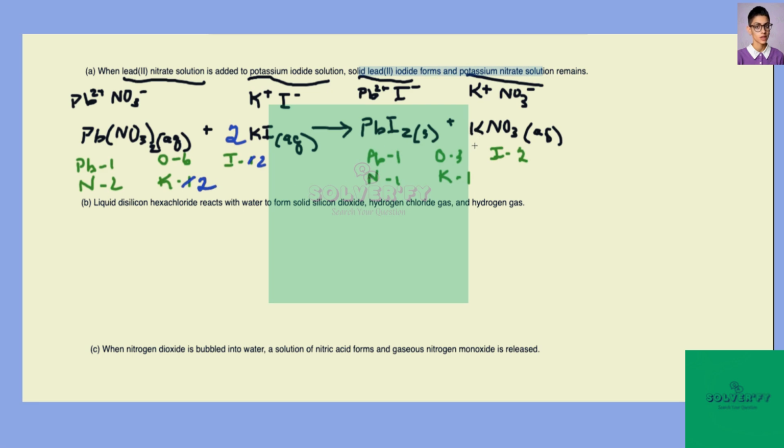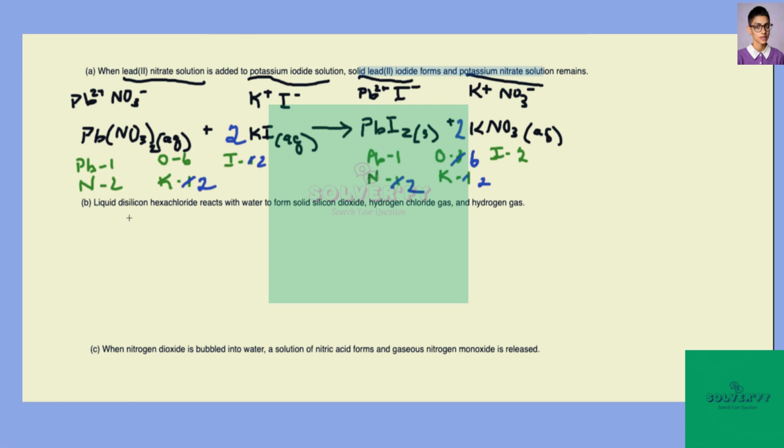So on this side, to balance out, we need to place a 2 here, which gives us 2 potassiums, but also 2 nitrogens and 6 oxygens. And so now the equation is balanced. So the complete balanced equation is Pb(NO3)2 aq plus 2 KI aq makes PbI2 solid plus 2 KNO3 aqueous.